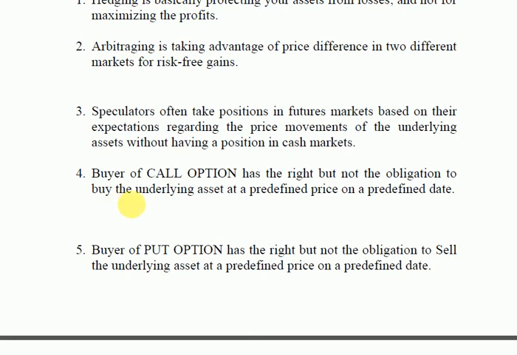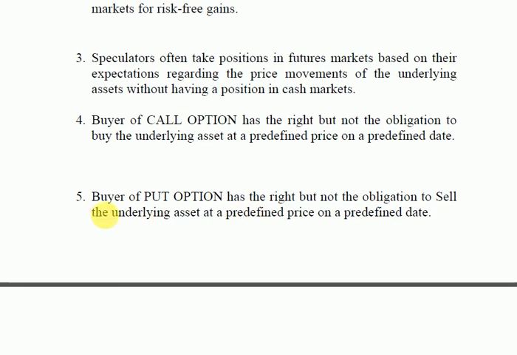Next is buyer of call option. He has the right but not the obligation to buy the underlying asset at a predefined price on a predefined date. Next is buyer of put option. He has the right but not the obligation to sell the underlying asset at a predefined price on a predefined date.